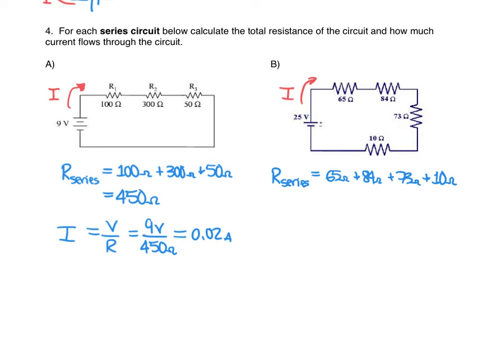And we did this in class today, actually. So that's 232 ohms. All right, and if I use Ohm's law to find the current, how many charges are going to flow per second, that's going to be 25 volts over 232 ohms, which if I remember correctly is 0.11 amps. All right, hopefully that works out. Check it out.